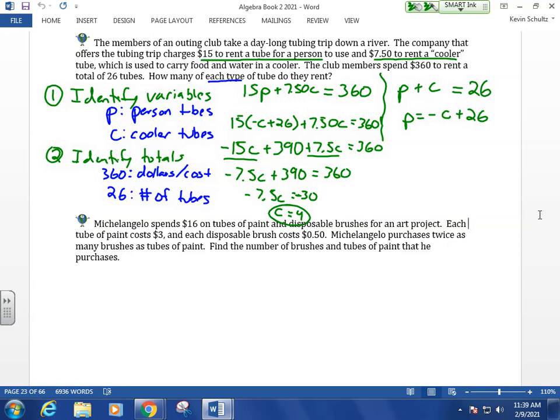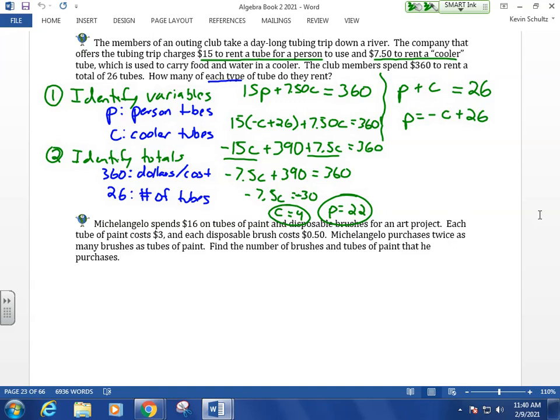Okay. So if we buy 4 cooler tubes and 26 total, how many person tubes is that? Anybody? 22. Obviously this works in the P plus C equation because they're interchangeable. I recommend plugging it into the other one with the coefficients because that'll really tell you whether you got it correct or not. Okay, and this answer contextually makes sense, right? It also makes sense that we have less cooler tubes than person tubes. If only 8 people are going on the trip and you buy 18 cooler tubes, how many coolers do 8 people need? My goodness. Okay, so contextually, this makes sense.